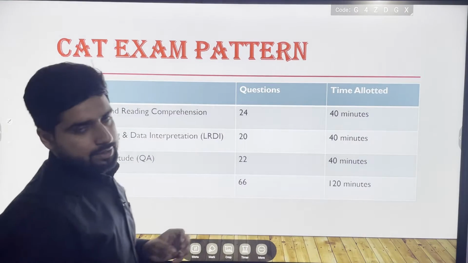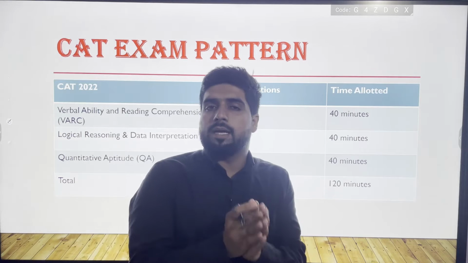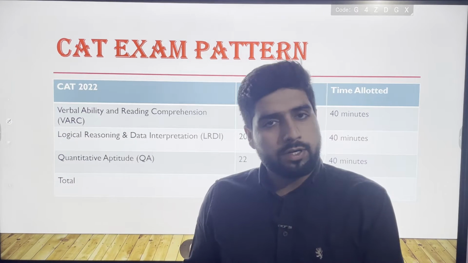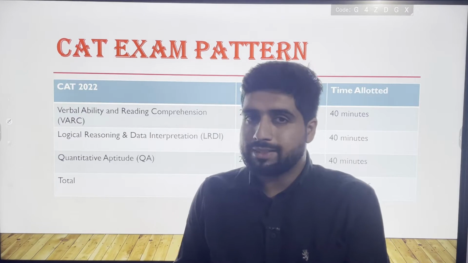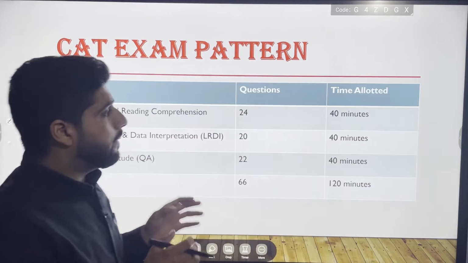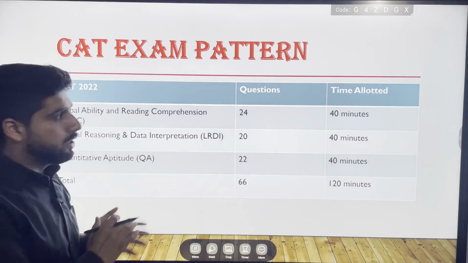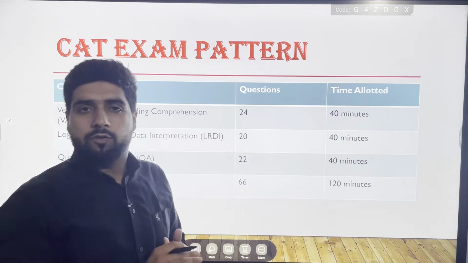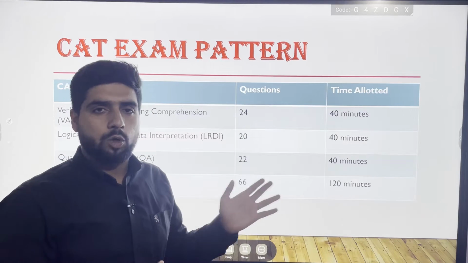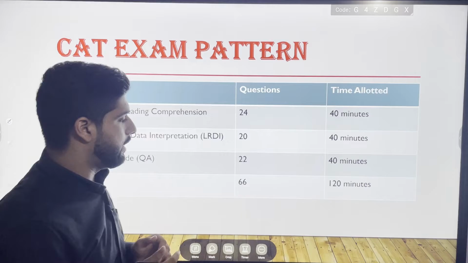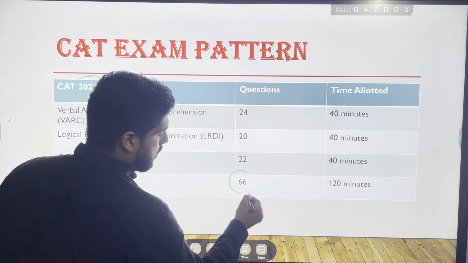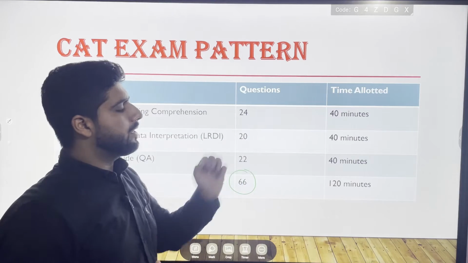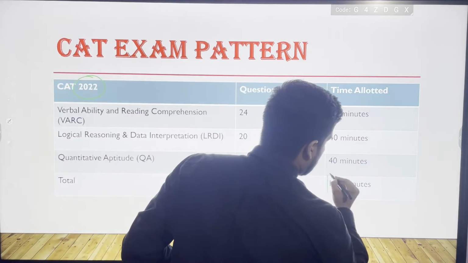Regarding the exam pattern, पिछले कई सालों से आपका एग्जाम पैटर्न बहुत चेंज हुआ. Earlier it used to be of 3 hours, then COVID came, then it turned to a 2 hour exam. Last year the pattern changed, the number of questions changed. So according to last year's pattern, in verbal there were 24 questions, in LRDI 20 questions, in quantitative ability there were 22 questions. So totally there were 66 questions with 40 minutes each slot, so total time of 120 minutes.